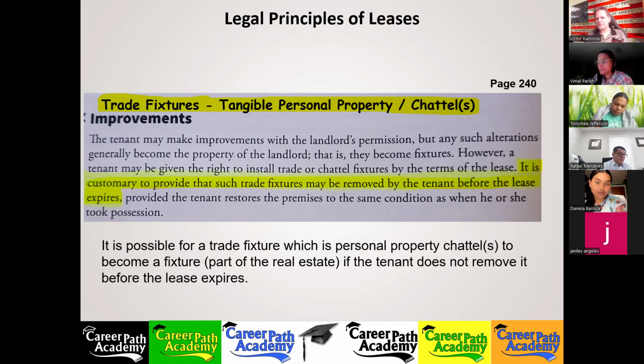Okay. This isn't the first time we learned about trade fixtures. We learned about this in chapter 6 or 7 too. Or was it 5? I forget, one of those chapters, 5, 6, or 7. No, it wasn't 7. It was 5 or 6. You got that? Yes. Okay.